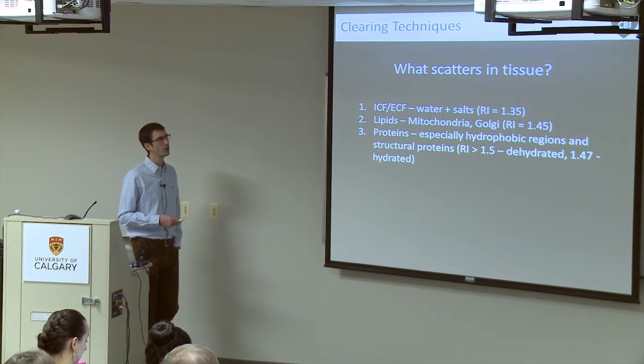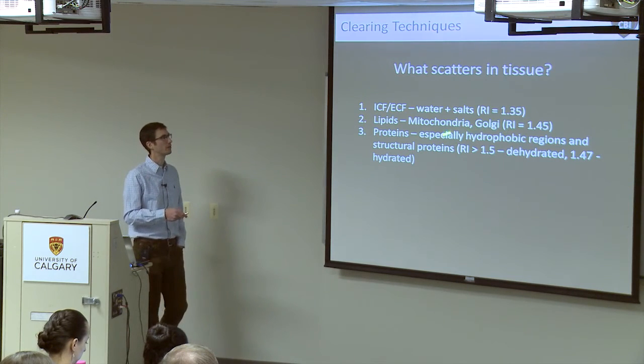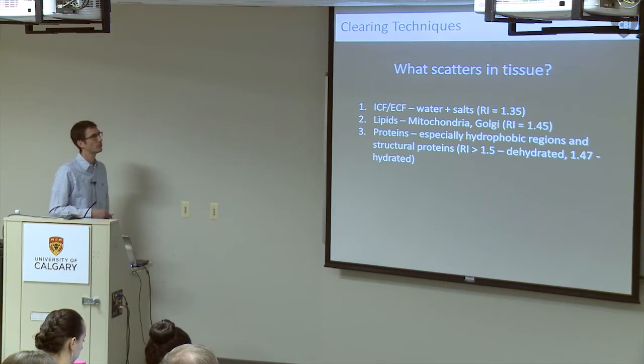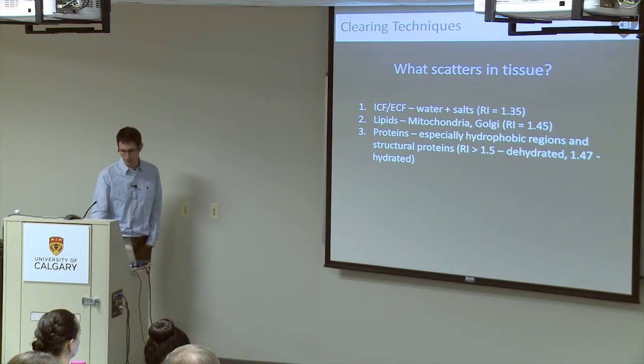More importantly are mitochondria and Golgi, because you have a double membrane layer that's then in ruffles layered on top of each other. There's a really big refractive index mismatch there with the cytoplasm around it. And so this has a refractive index around 1.45 to 1.47. Proteins throughout your sample, especially hydrophobic proteins, also have a pretty high refractive index, and structural proteins like collagen or elastin can be up over 1.5 when they're dehydrated, and in the range of 1.47 while they're still hydrated. So again, lipids are the biggest one, but proteins definitely contribute as well.